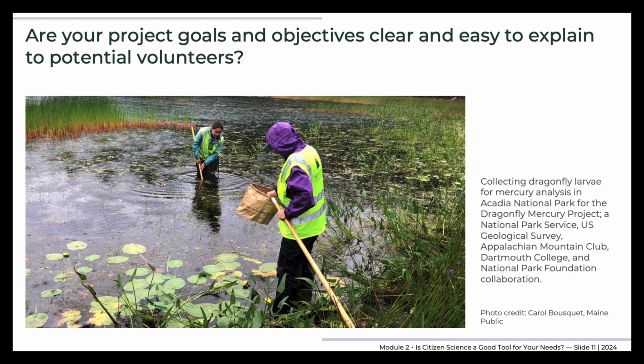The goal of the Dragonfly Mercury project, for example, is clear and easy to understand: to collect dragonfly larvae for mercury analysis in national parks. Project organizers train volunteers and lead them in collecting samples in various locations throughout the parks. The samples are then shipped to a laboratory for analysis. Land managers use the data to determine what parts of a park might be at greatest risk of contamination. This information can inform where and how to mitigate mercury risk through land management practices. Setting clear goals and measurable objectives for citizen science projects is the focus of Module 3.